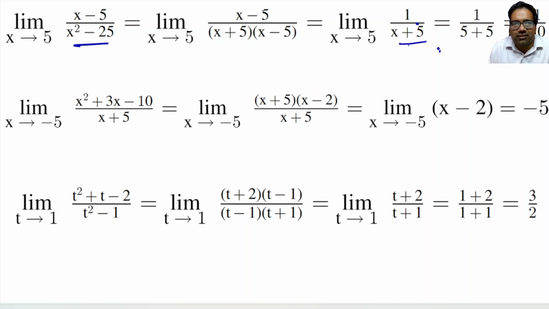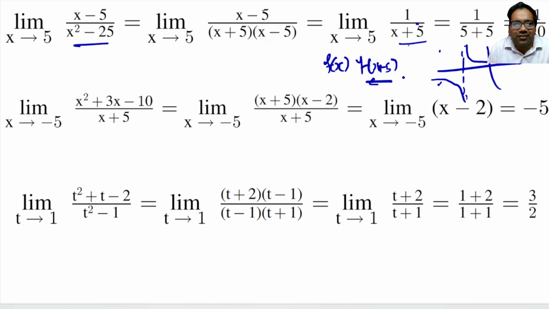So how does this look? The graph of 1/x will look something like this. So for 1/(x + 5), that is f(x) versus f(x + 5), this graph will shift 5 units to the left. If this is 5 and this is −5, the graph will look something like this.